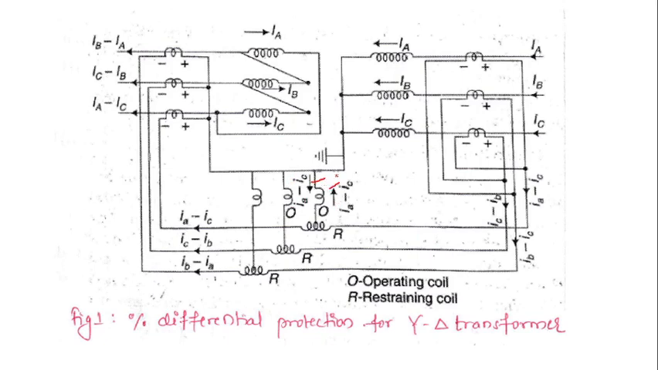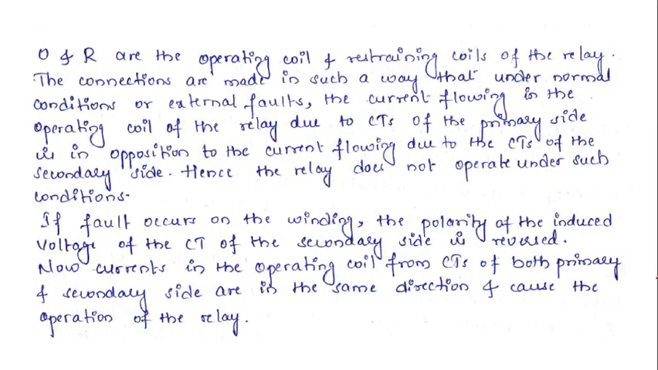So these arrow marks show that the current flowing in the operating coil of the relay is opposite to each other. Under normal operating condition, the current flowing in the operating coil of the relay due to the CTs of the primary side is opposite to that current flowing due to the CTs of the secondary side. Hence, the relay does not operate under such condition because the opposite currents cancel each other. So, no current flows through the relay operating coil.